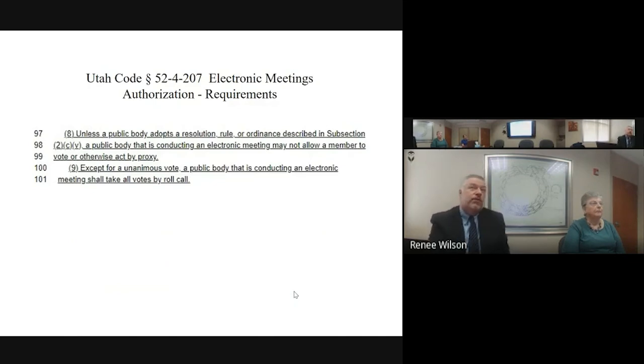And they also added this at the very end. Unless a public body adopts a resolution, rule, or ordinance described above, a public body that is conducting an electronic meeting may not allow a member to vote or otherwise act by proxy.